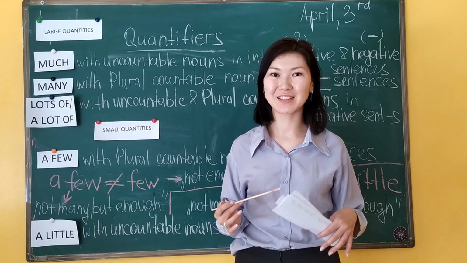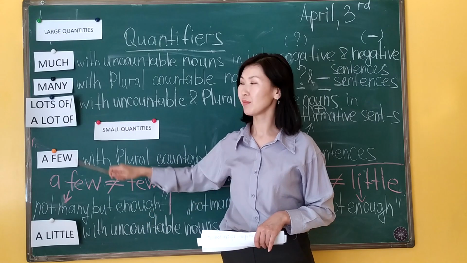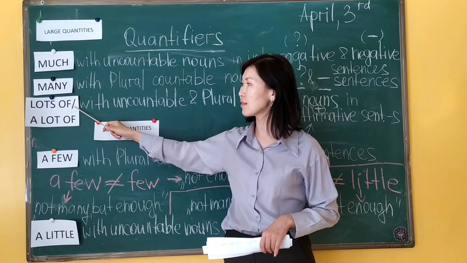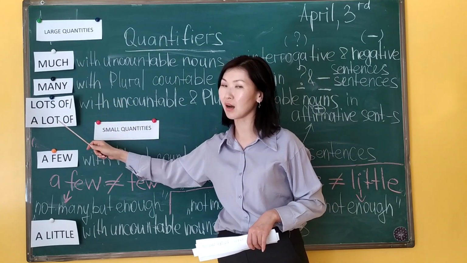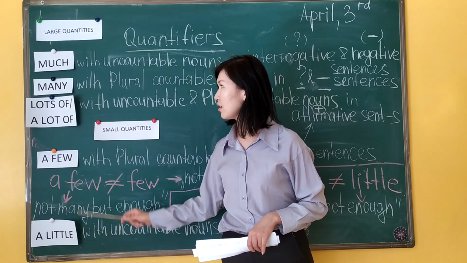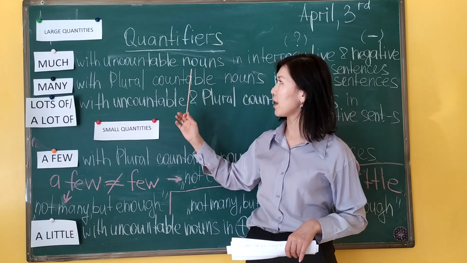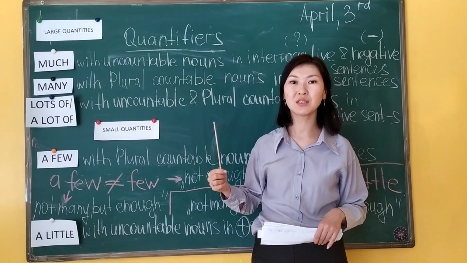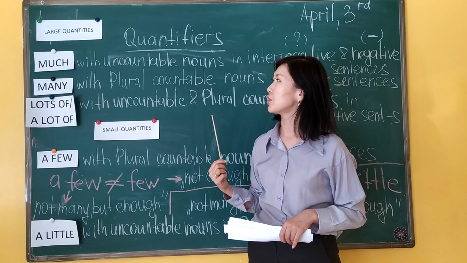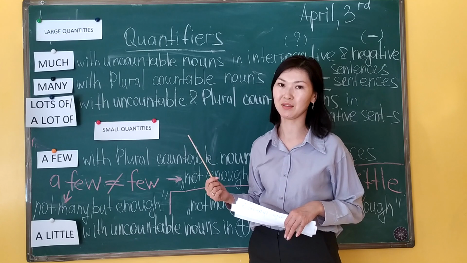Okay, let's get started. So, much, many, lots of or a lot of, a few, a little. These are quantifiers. We use them before a noun to express an amount or a quantity of something.